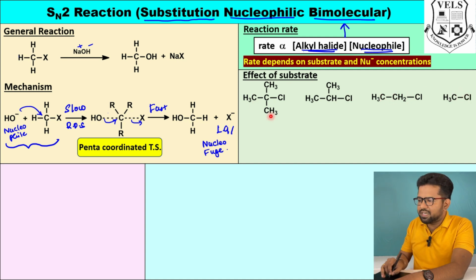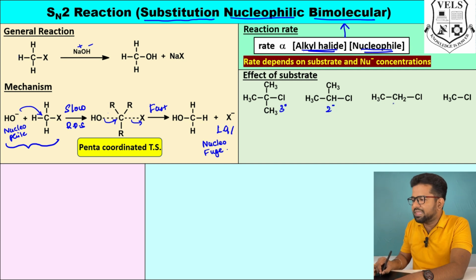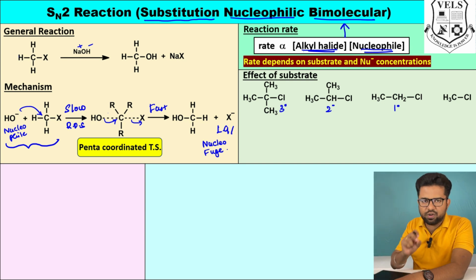So this tertiary butyl chloride is an example of a tertiary alkyl halide. This isopropyl chloride is an example of a secondary alkyl halide. This ethyl chloride is an example of a primary alkyl halide, and this methyl chloride is an example of a methyl halide. So we need to find out which is more reactive and which is less reactive in the SN2 reaction. For that purpose, you need to look at the rate determining step. What is the rate determining step in the SN2 reaction? The formation of the penta-coordinated transition state is the rate determining step.